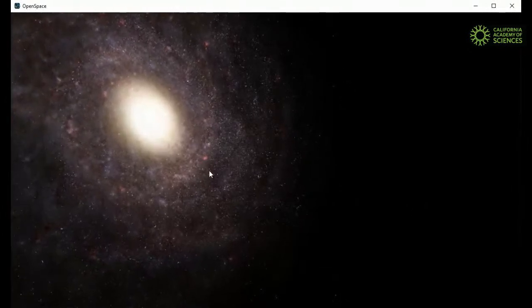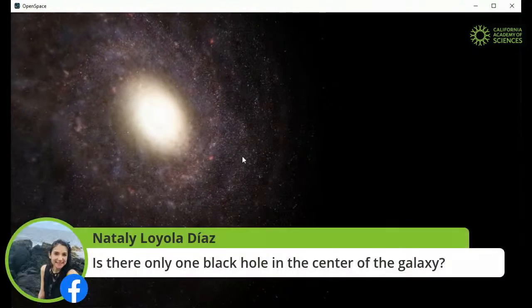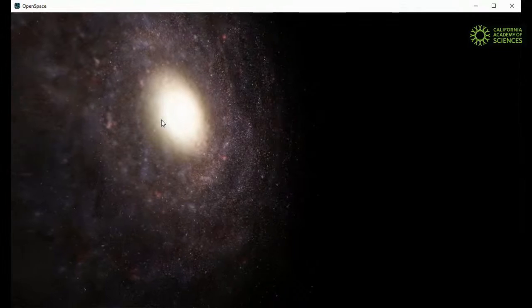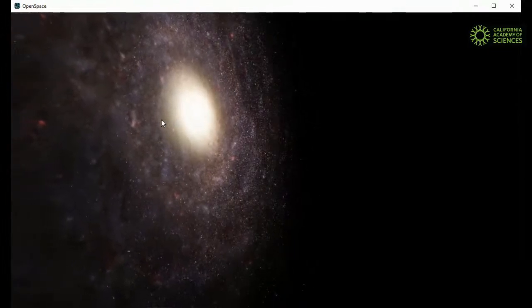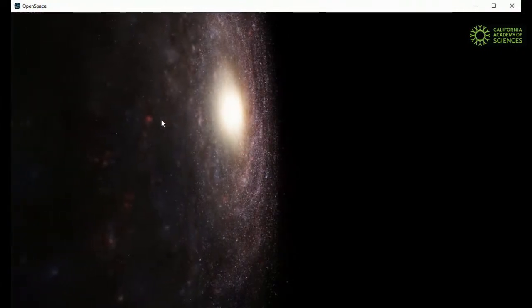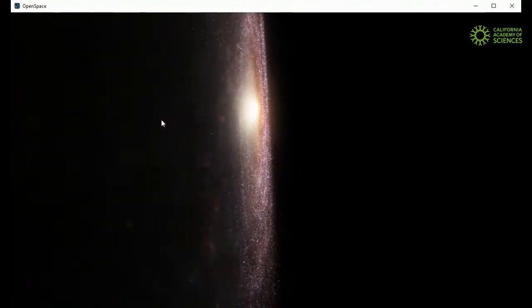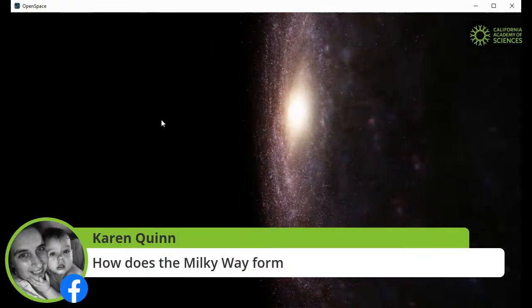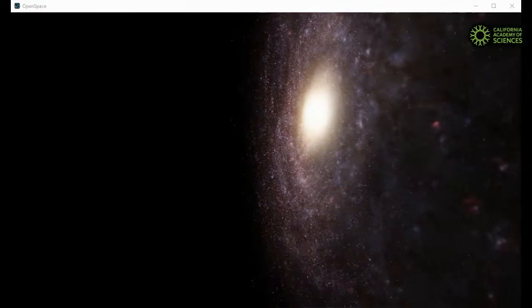So when I talk about this, Natalie wanted to know, is this the only black hole in the center of our galaxy? Turns out if you have two black holes and they're close enough together, you'll eventually have one black hole. We call it a black hole merger. It's possible. There are some ideas that this black hole helped form our galaxy, and there's also some people that say as our galaxy formed, it made this black hole. I think there's a lot of ideas going back and forth.